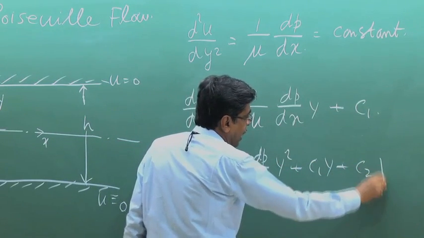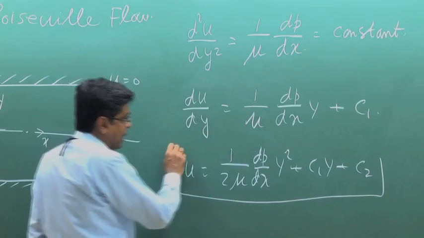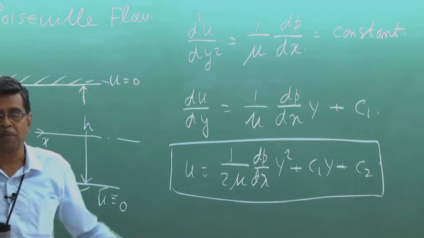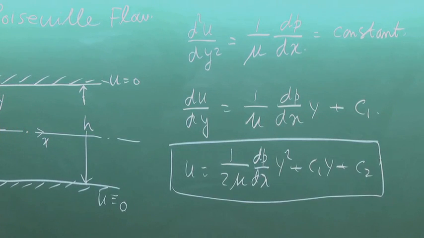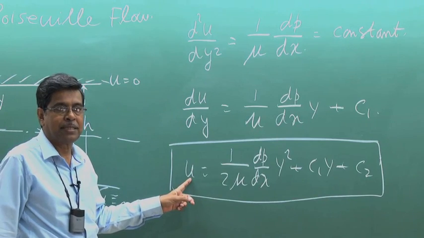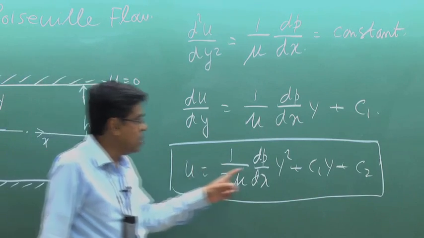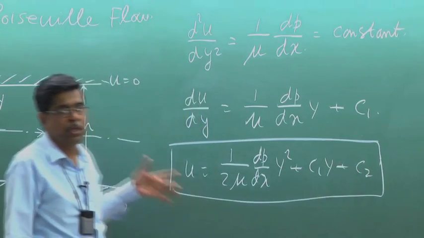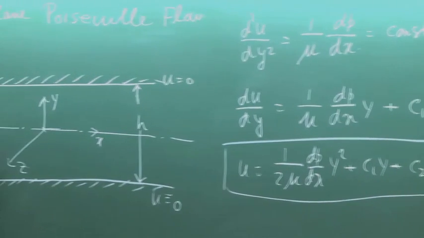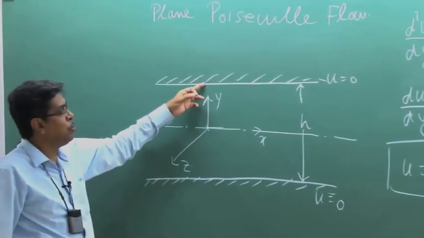So any such situation of steady laminar fully developed incompressible flow has this common equation with respect to a Cartesian coordinate system in general. C1 and C2 will change according to the definition of the flow by its geometry. So plane Poiseuille flow is specified by the two fixed plates.